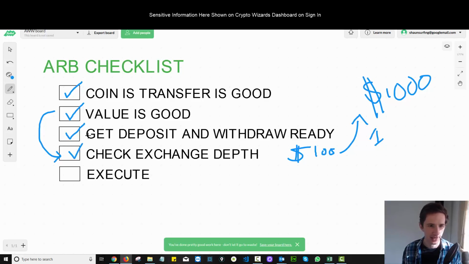So you check that order book depth, all good. And then you execute. The funny thing is, a lot of people get this far, but they never do this last part. And I just want to say something just generally in trading right now, just a general point.